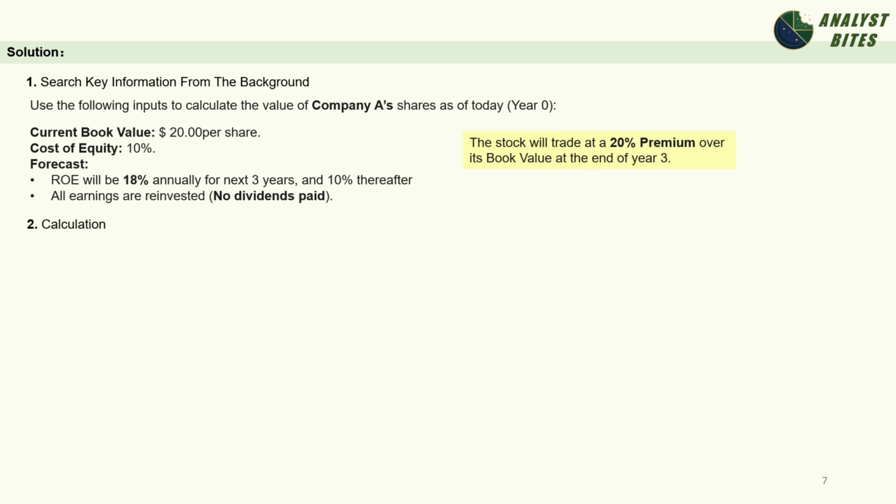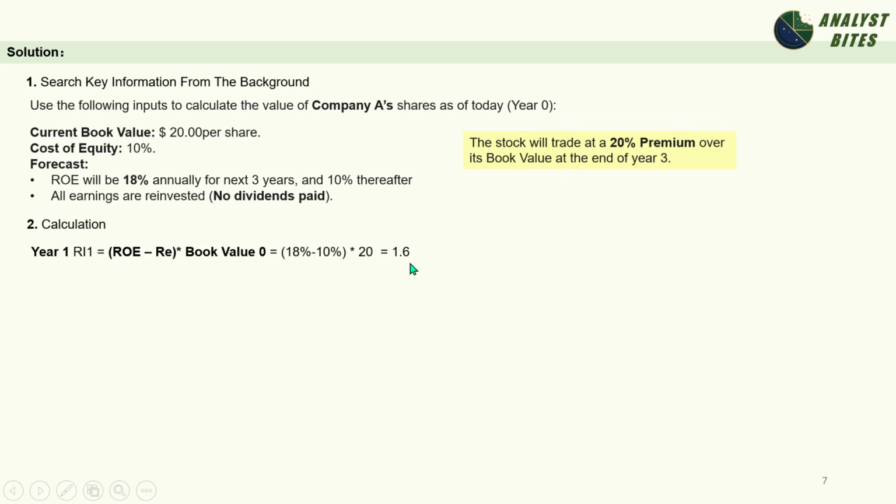First, let's calculate the RI. Notice something. This question doesn't give you EPS or DPS. It gives you ROE. Don't panic, just use the standard RI definition. RI equals ROE minus RE times the beginning book value B0. Use the first year's ROE minus RE times B0. Easy, we get RI1, which is 1.6.